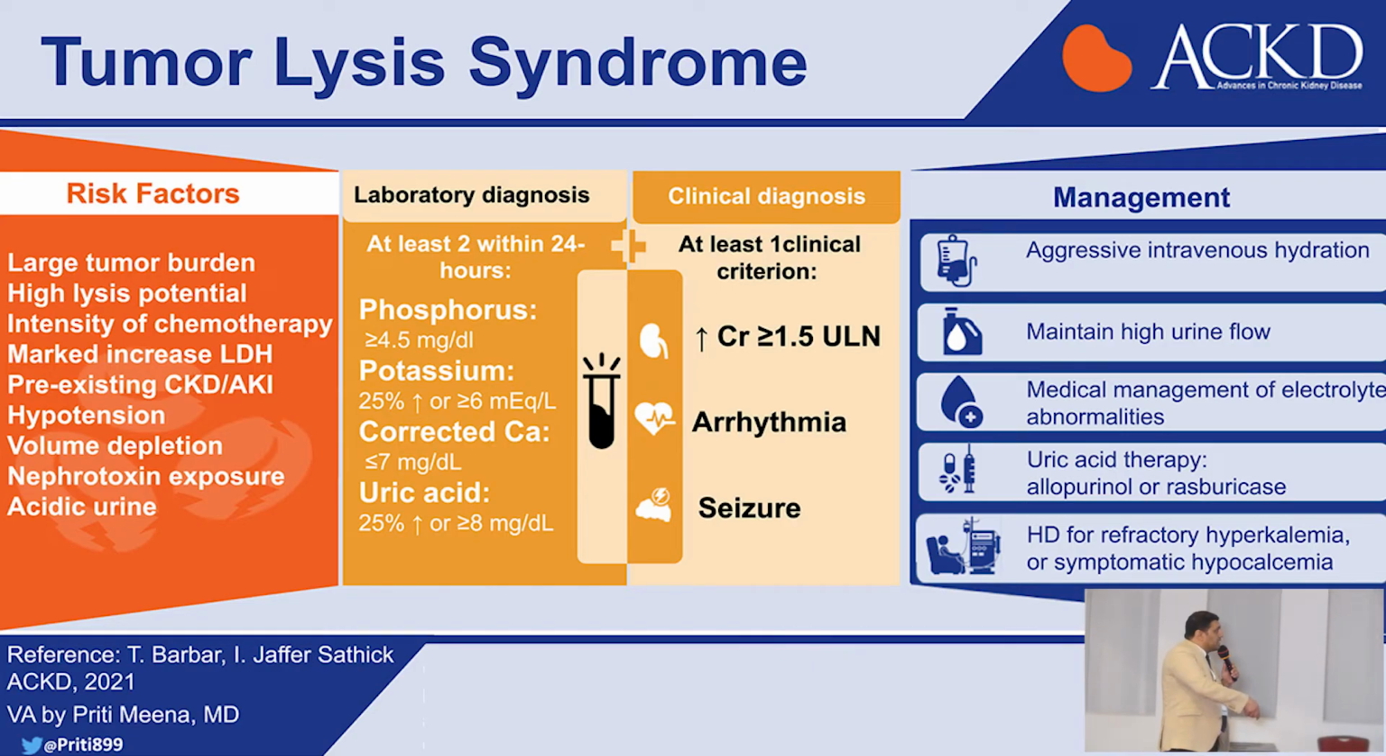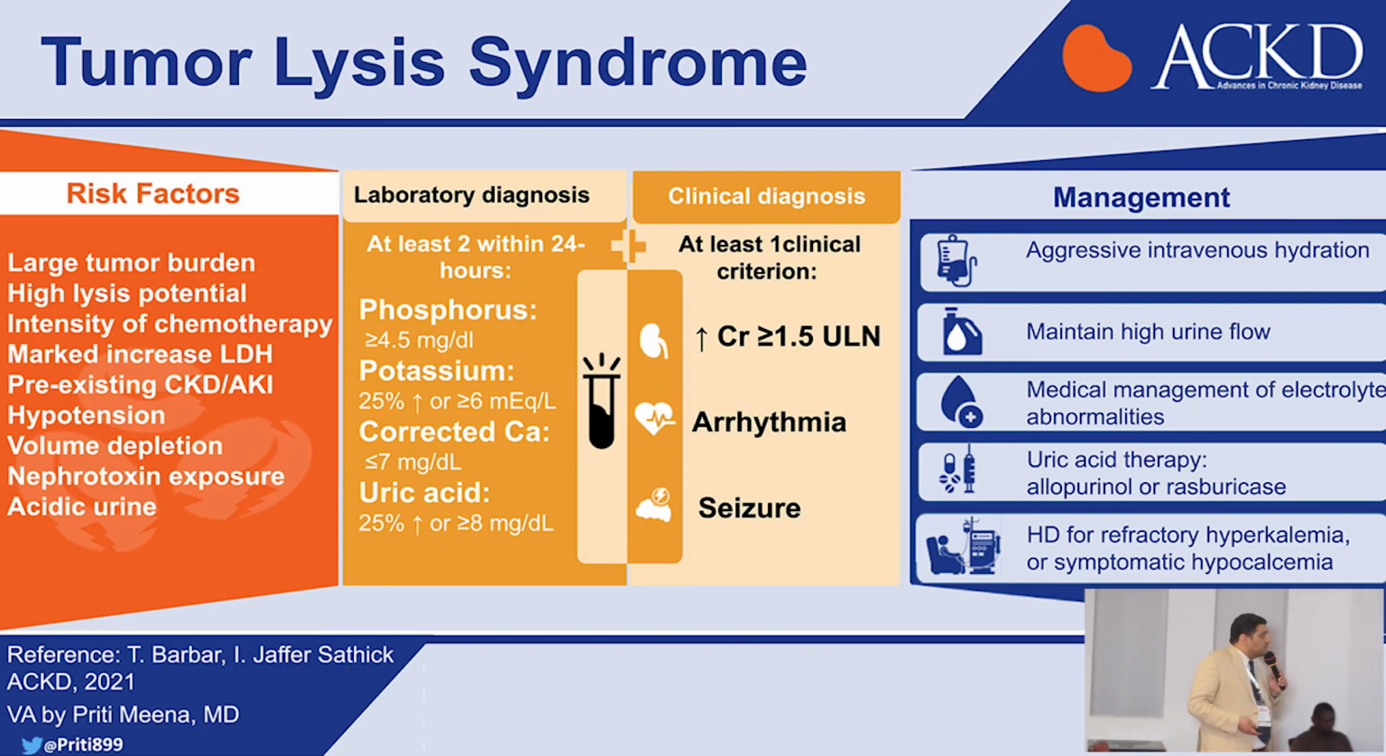What about laboratory diagnosis? At least 2 abnormalities within 24 hours, before or after the presentation of the patient: high phosphorus, or more than 25% increase; high potassium, or more than 25% increase; corrected calcium less than 7, or more than 25% decrease; uric acid more than 25% increased from the baseline, or more than 8. Plus at least one clinical criterion: kidney injury, arrhythmia, or seizures.